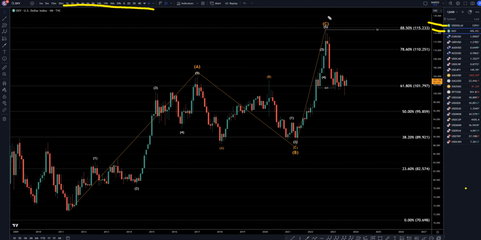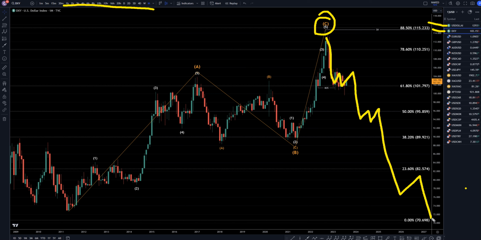So on the DXY monthly, I still believe this is the end of an ABC correction right here, and if that is the case, then this move up is nothing more than a correction to the downtrend, and it will over the coming months and probably years end up continuing to make lower lows, lower highs.